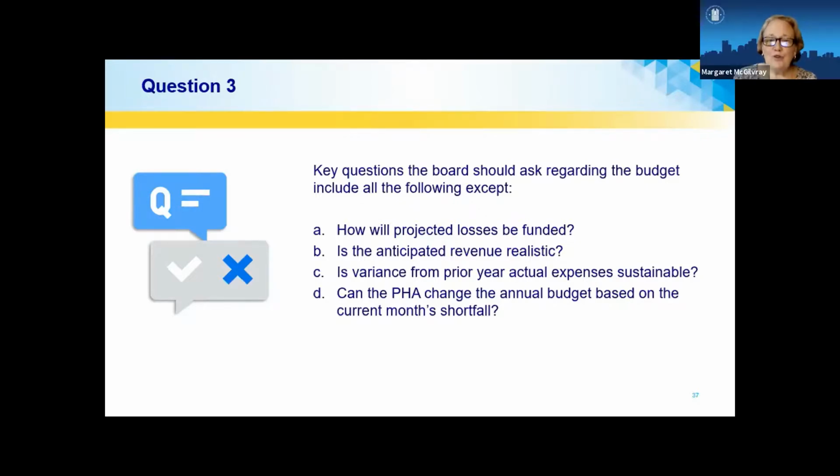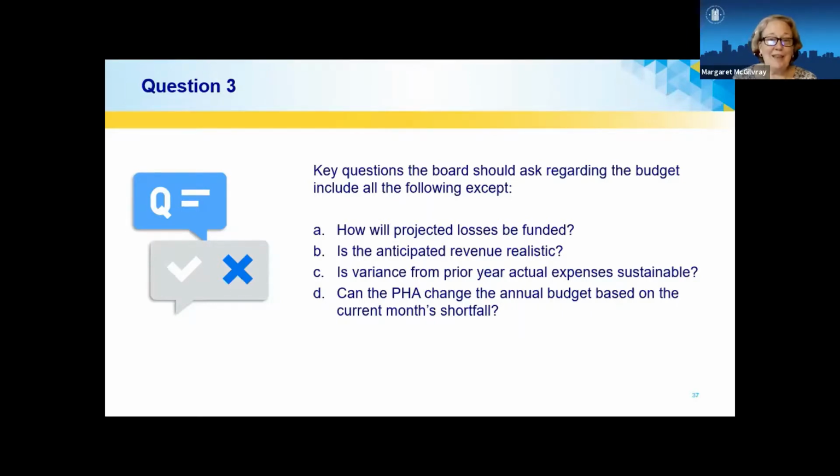Okay, for those of you who answered D, you were correct that as board members, you should ask A, how will the projected losses be funded? You should ask B, is the anticipated revenue realistic? You should ask C, what does the variance look like between last year's expenses and this year's, and is our budget sustainable at that level? Those are all great questions.